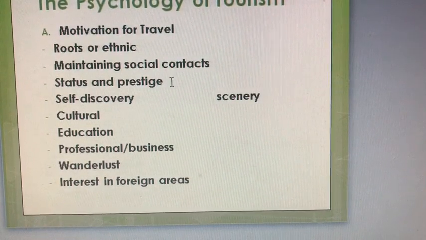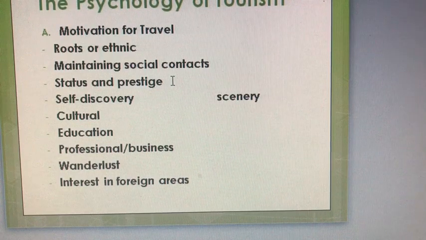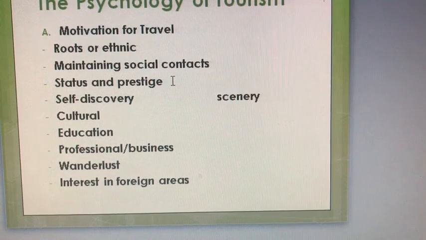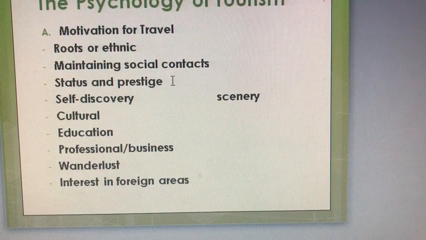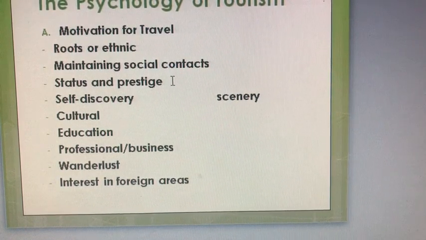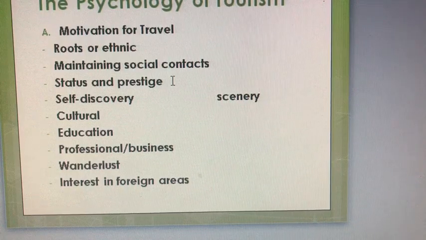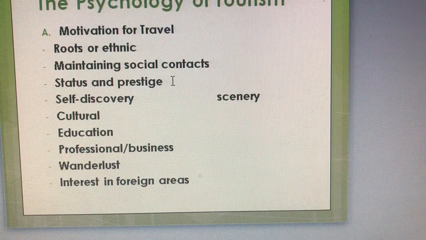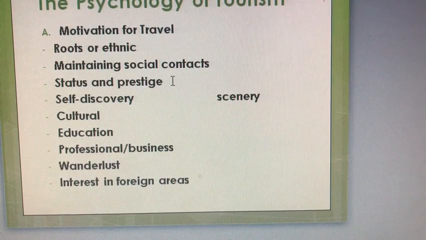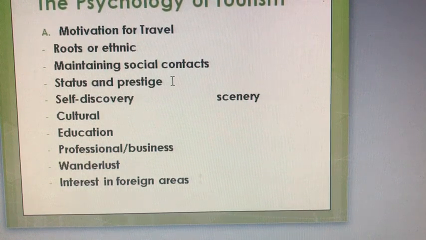Then another one, status and prestige. Status and prestige includes the desire for continuation of education. An example for this is personal development or ego enhancement. It's like you have the desire for recognition and attention from others for you to be able to boost your personal ego. Status and prestige can somewhat be similar to business or professional.